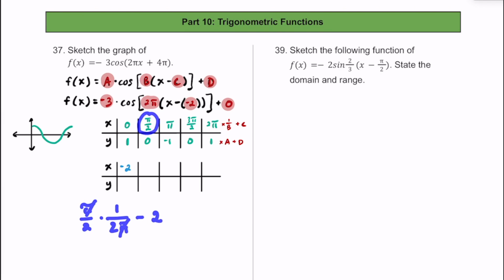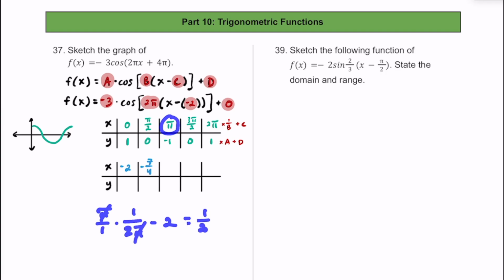So these pi's will cross cancel. We're going to be ending up with 1/4 minus 2, which is going to be -1 3/4, which is the same thing as -7/4. So I'm going to write -7/4. That's going to be this new x value. Then when x is pi, let's take this pi over 1 and multiply it by 1/b, or 1/2 pi, and then take away 2. These pi's will cross cancel, so we're going to end up with 1/2 minus 2, which is going to be -1.5, and that's the same thing as -3/2.